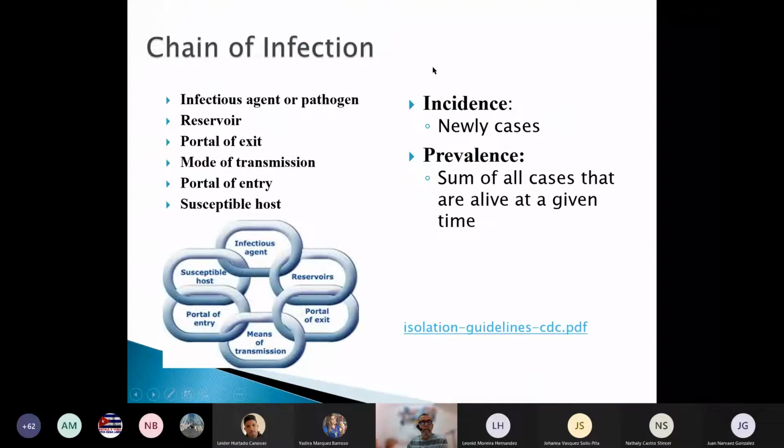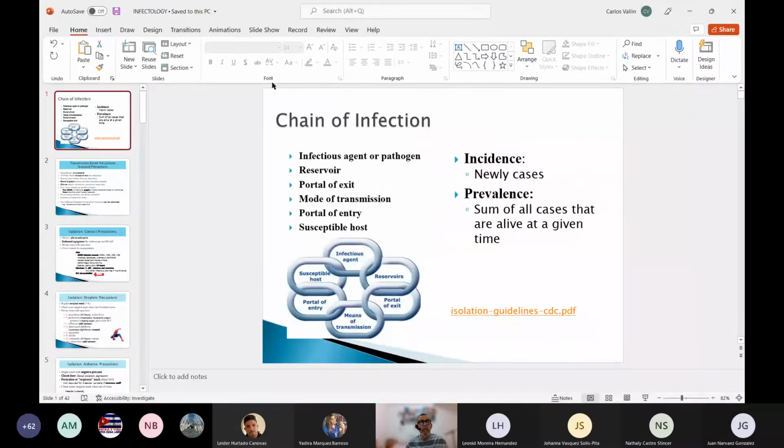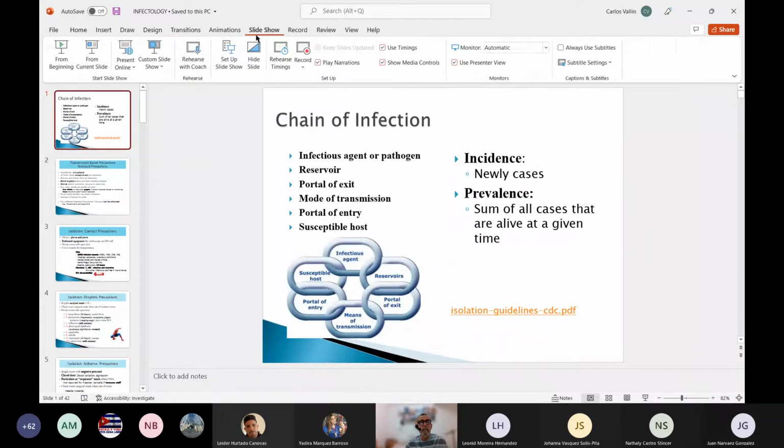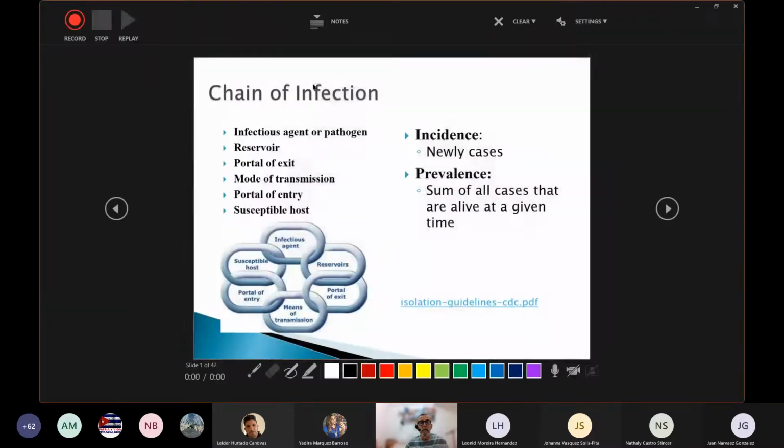Remember that in infection control, they are going to ask you about the chain of infection. You need to be able to understand the chain of infection. Just a moment, guys. I'm going to change my way of presentation so I'm more comfortable with the current slide. Okay, we're done with drawing.